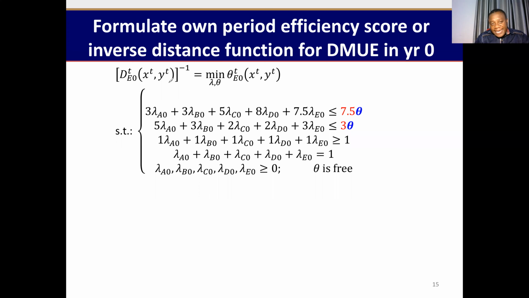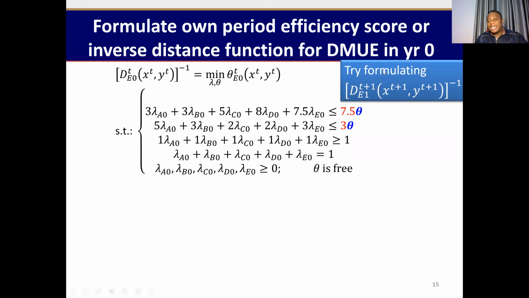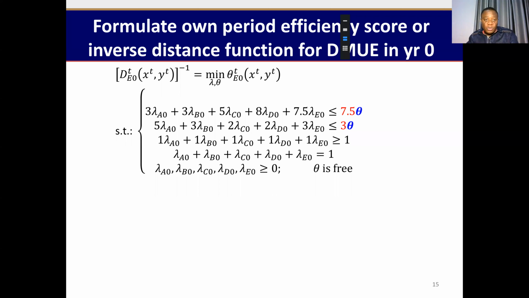Now, this is own period, for the firm E in year 0. But what about if we are to do the same own period, but for that same firm in year T plus 1? How would you have done it? I want somebody to walk me through. So I'm showing you the previous one. Then you can now use this previous one to walk me through.